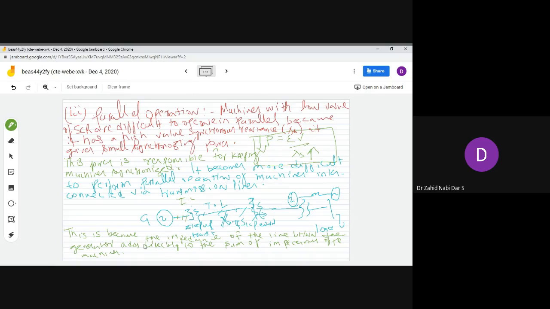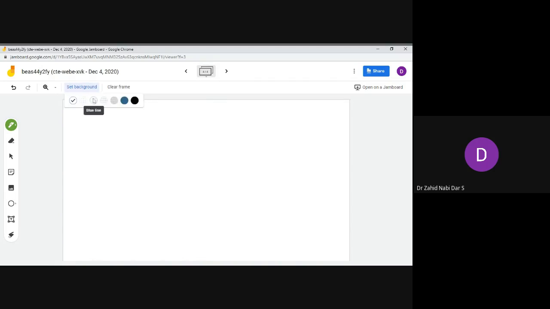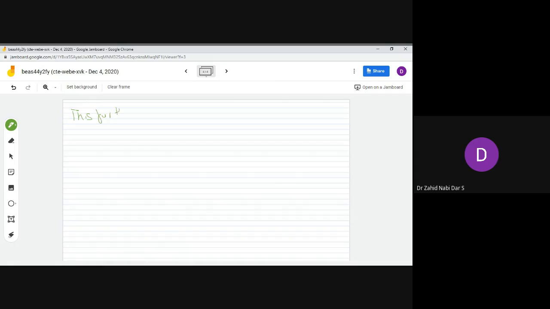So this further increases the synchronous reactance, resulting in decreased synchronizing power. So this is PS. This is what happens exactly.